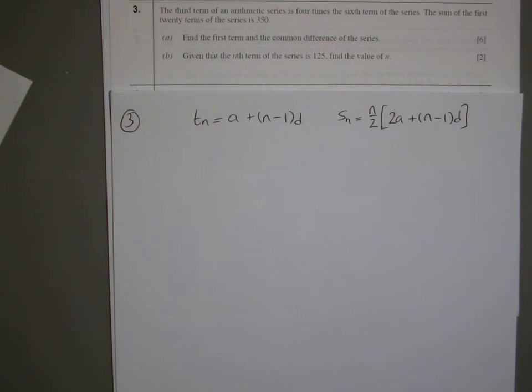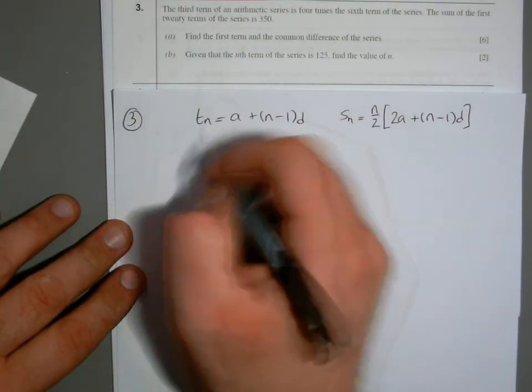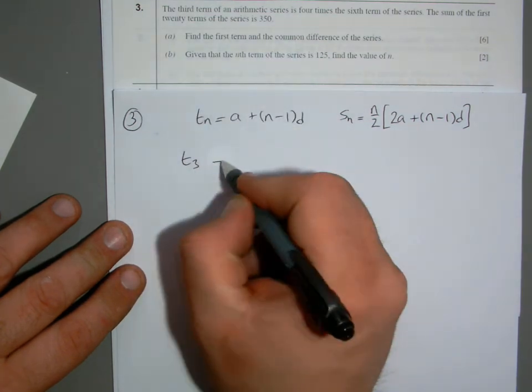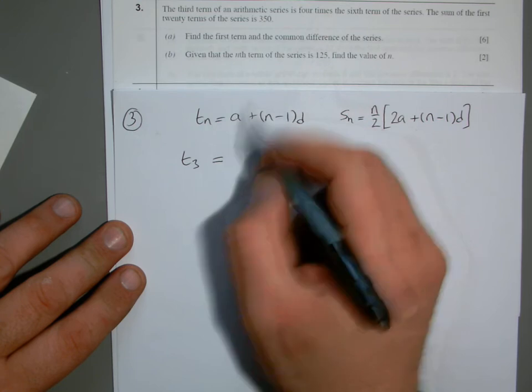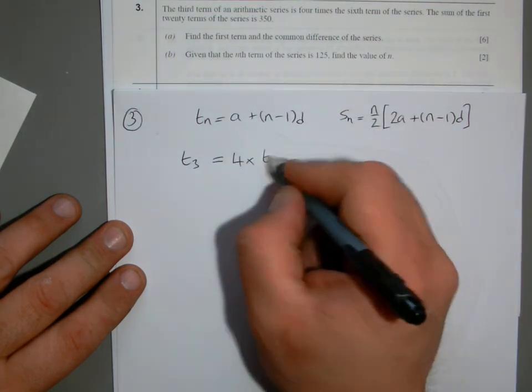Okay, the third term of an arithmetic series is 4 times the sixth term of the series. And then we've got the sum of the first 20 terms of the series is 350. So here, the third term, so T3, is, so remember that's slang for equals, 4 times the sixth term, so T6.